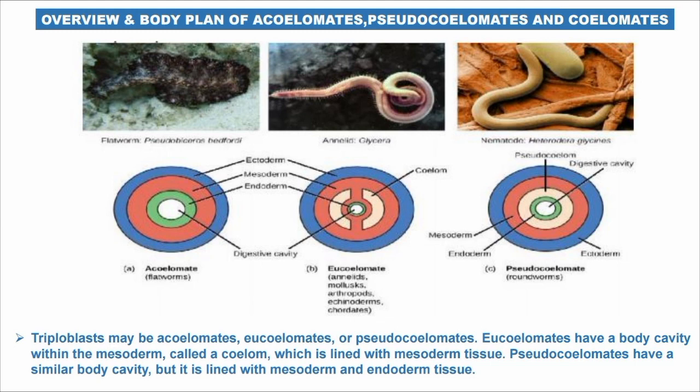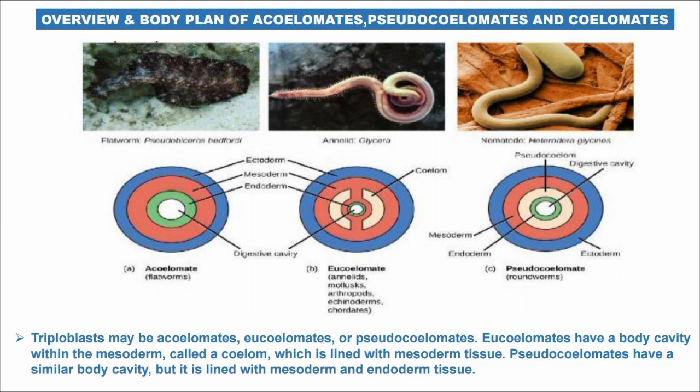Eucoelomates have a body cavity within the mesoderm called coelom. As you can see here, in the eucoelomate there's a body cavity within the mesoderm, the red one, called coelom. There's a body cavity which is lined with mesoderm tissue. As you can see, there's mesoderm tissue there.